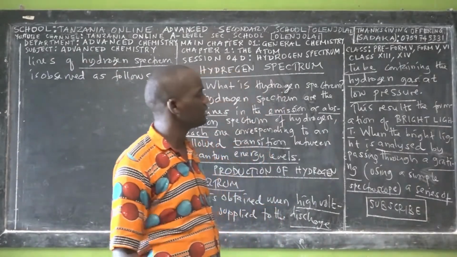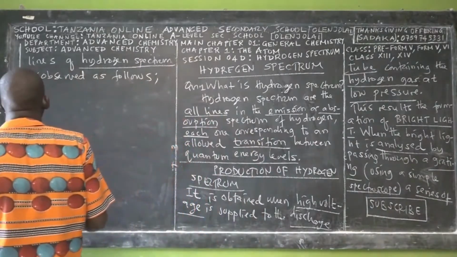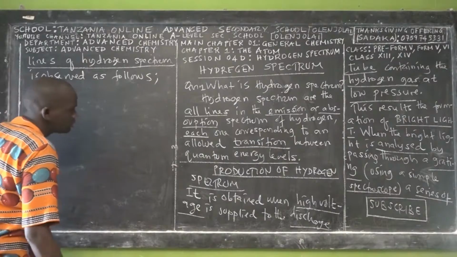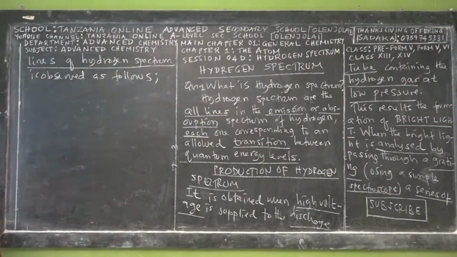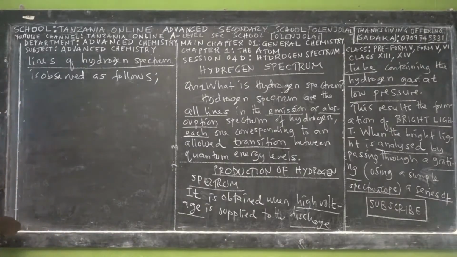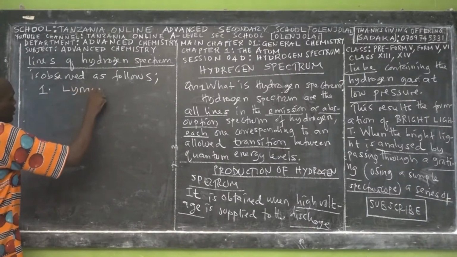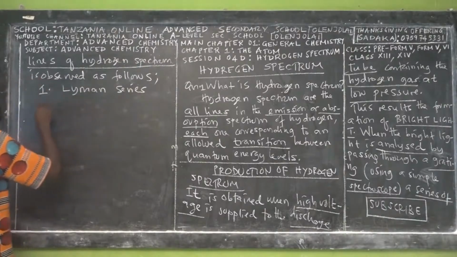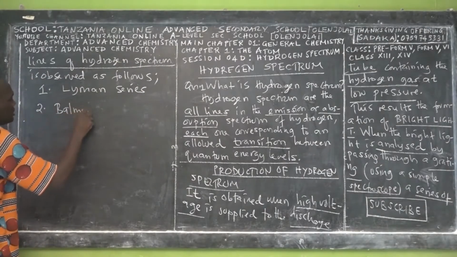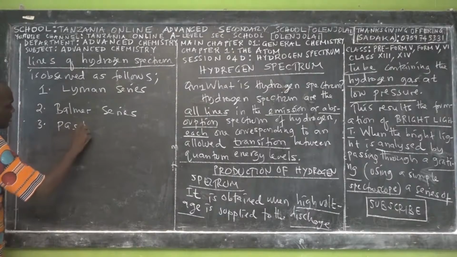When you analyze the bright light by passing it through a grating using a simple spectroscope, a series of lines of the hydrogen spectrum is observed. You'll see a series of lines in a particular arrangement, in this sequence. The first one from the ground level is called the Lyman series. The second one is called the Balmer series, going from the ground state towards the convergence limit. Then the next one is called the Paschen series.